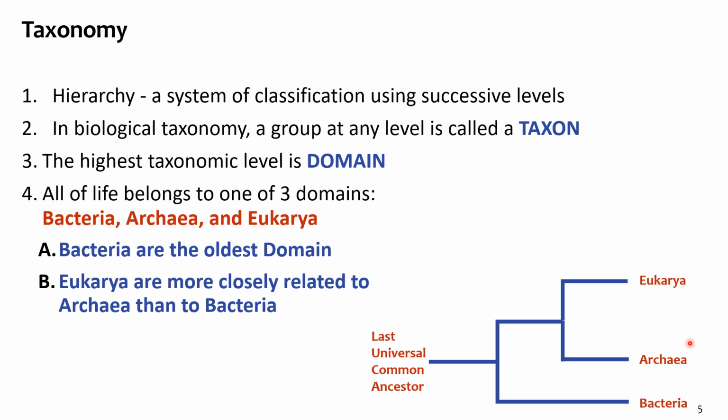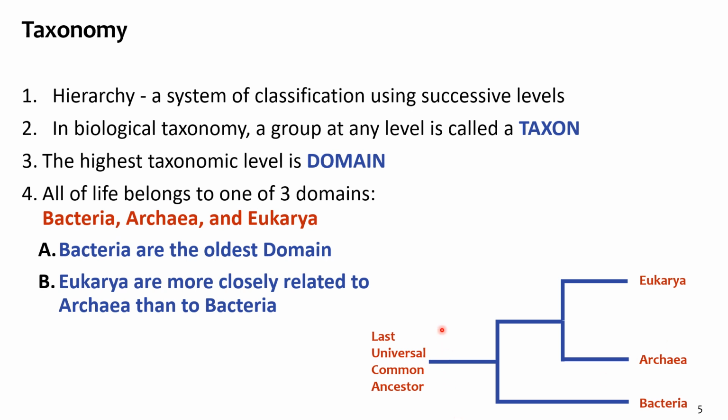The highest taxonomic level is the domain. You're probably familiar with these three big domains already: the bacteria, the archaea, and the eukarya. Bacteria are the oldest domain. The other two branches, the eukarya and the archaea, are not quite as old, although we're still talking billions of years here. Archaea and eukarya are considered more closely related to each other than they are to bacteria.